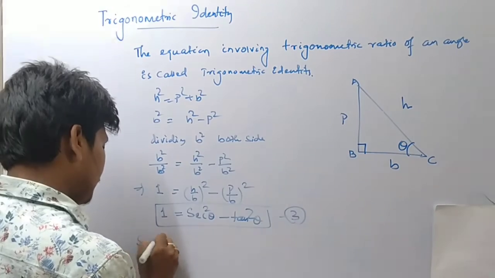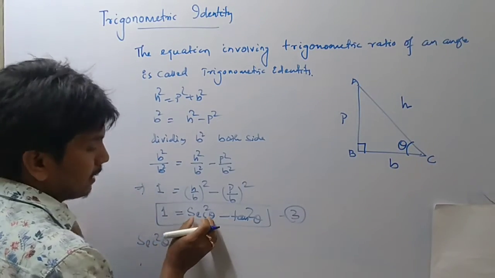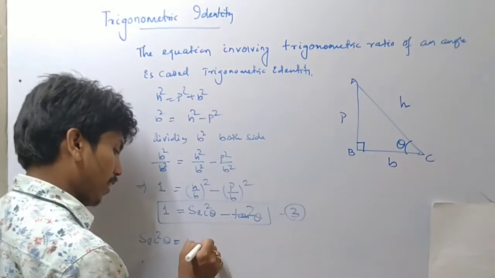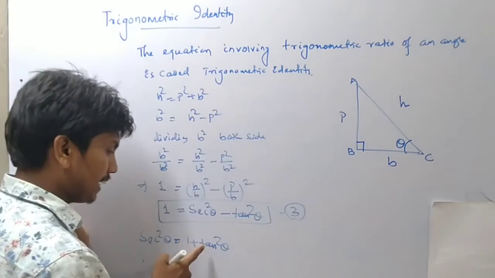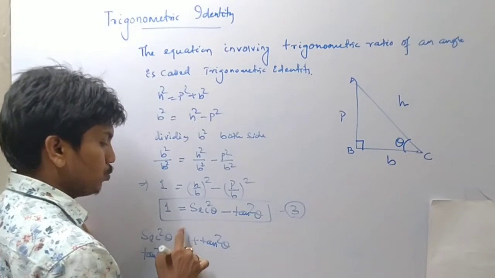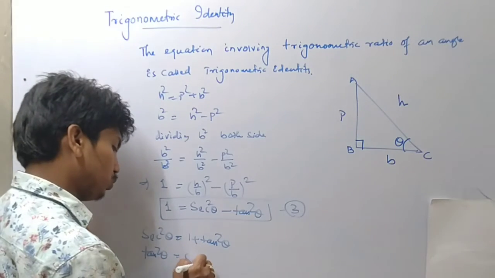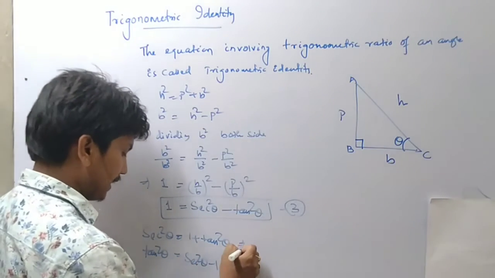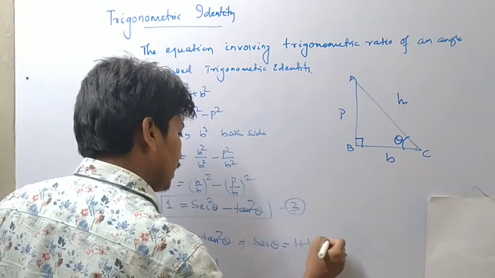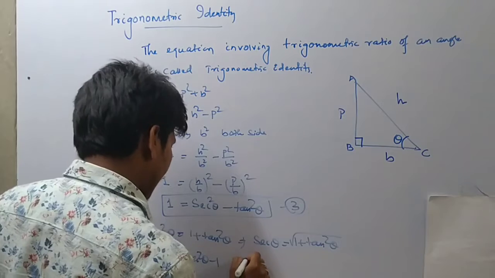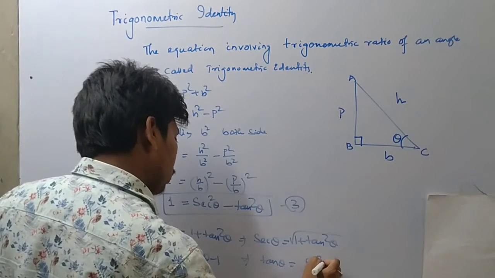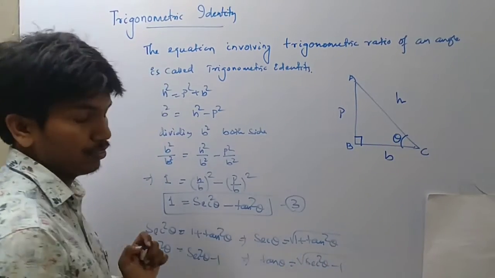Like that, sec square theta is equal to 1 plus tan square theta. And tan square theta is equal to sec square theta minus 1. Like that, sec theta is equal to root over 1 plus tan square theta, and tan theta is equal to root over sec square theta minus 1.